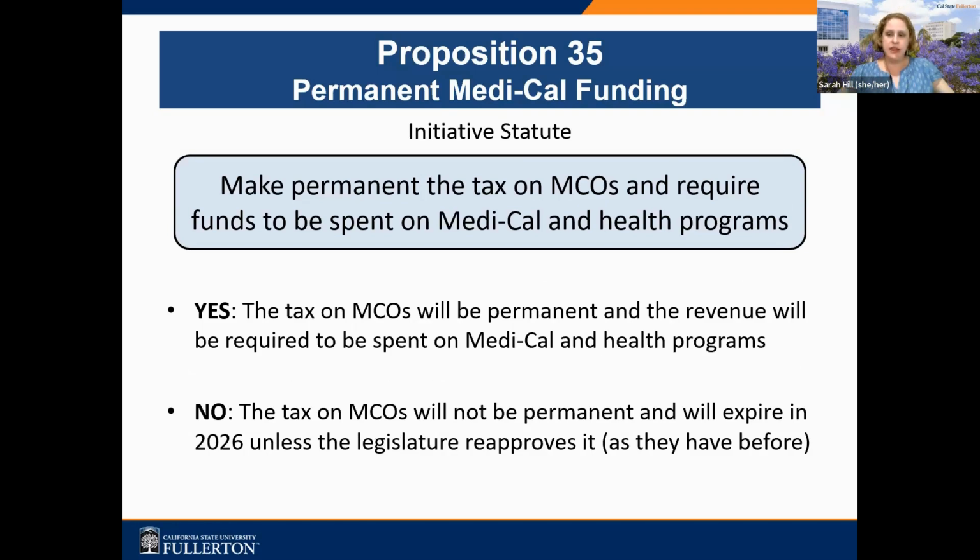So if you vote yes, the tax on MCOs would become permanent, and that revenue would be required to be spent in specific ways on Medi-Cal and healthcare programs in ways that are different from what the legislature has currently allocated. If you vote no, the tax on MCOs will not be permanent and will expire in 2026 unless the legislature reapproves it, which they always have. There's not a reason to expect they wouldn't this time.